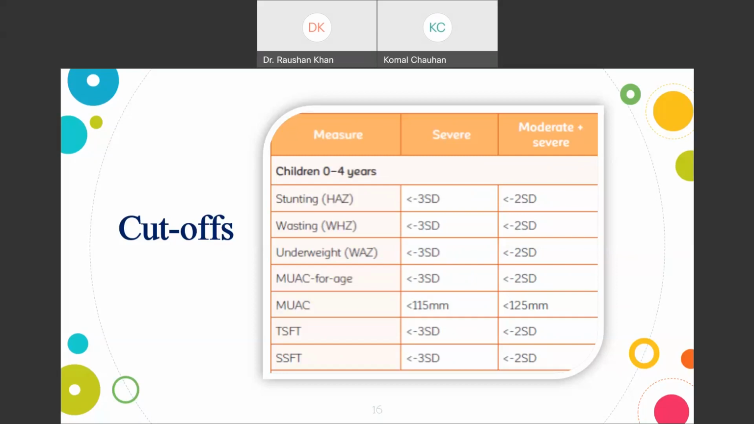In MUAC, mid upper arm circumference, we can do it for age, and MUAC absolute also we can do. So these growth charts by WHO are given. In case of absolute MUAC, severe undernutrition is there if the arm circumference of the child is less than 115 mm. And if it is between 125 and 115 mm, then it is moderate malnutrition.